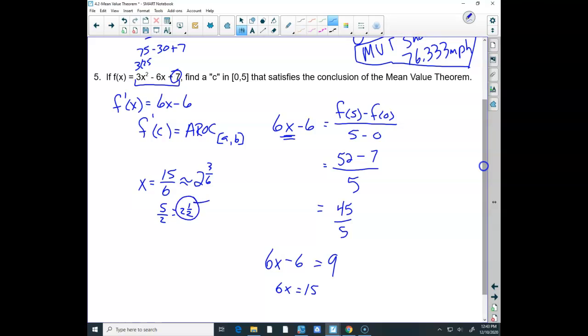And 2.5 falls between 0 and 5. Therefore, C equals 5 halves, or 2.5 for the decimal freaks. Okay?